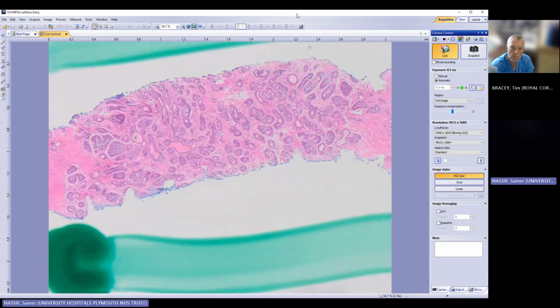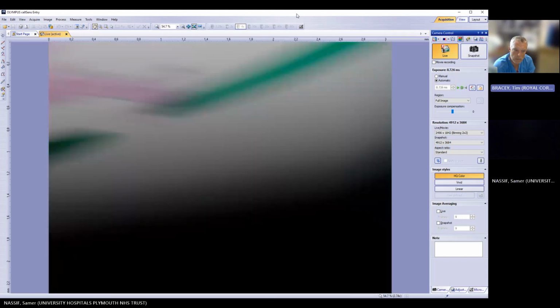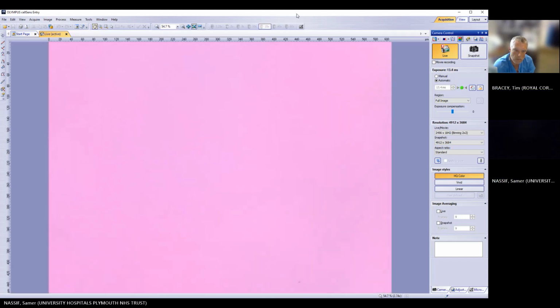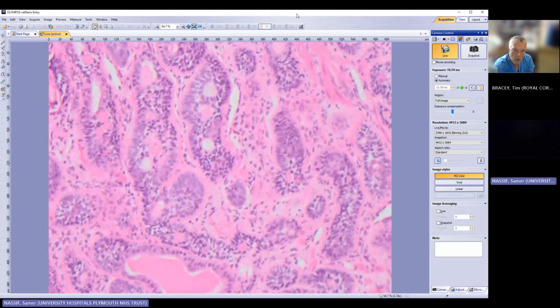Okay, this is the original one that I had reported as just basal cell hyperplasia.